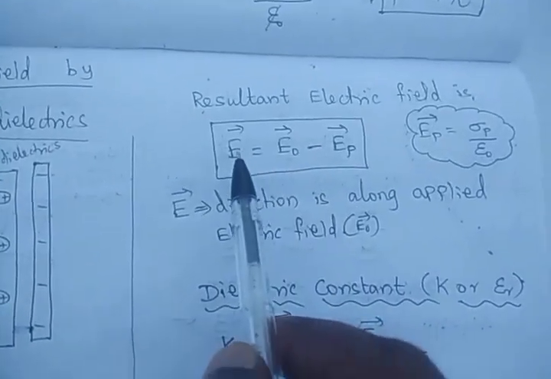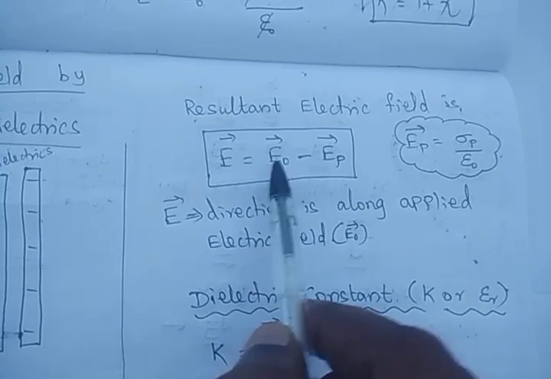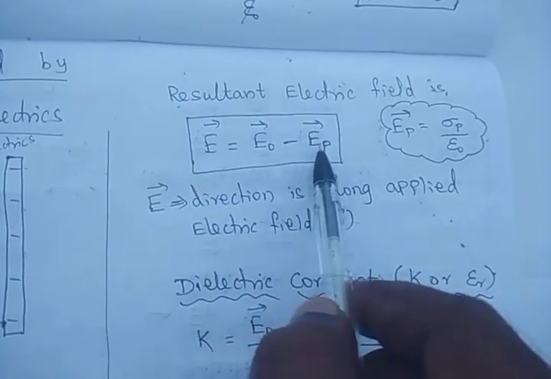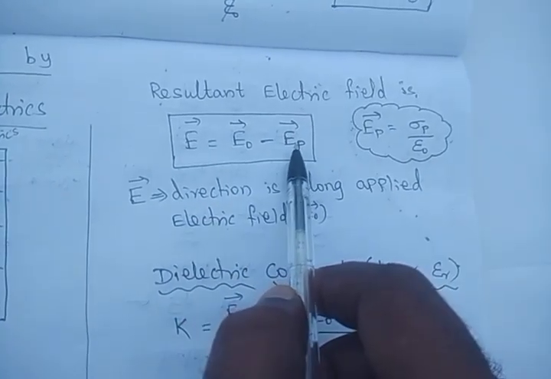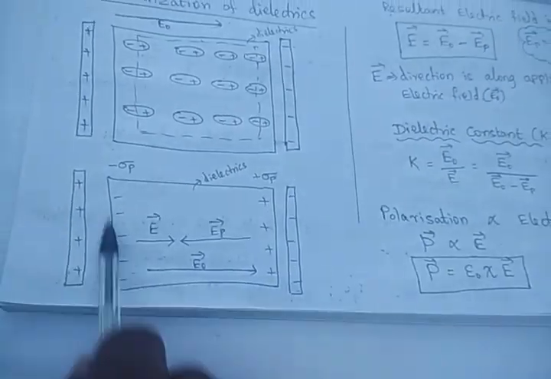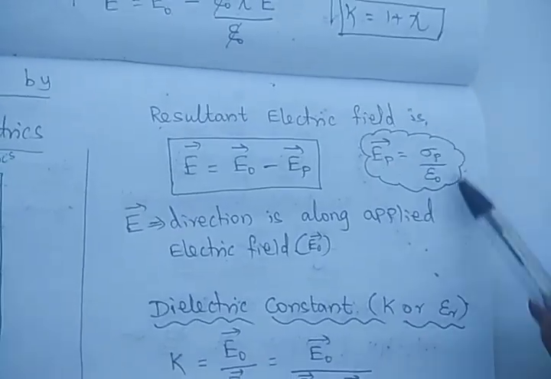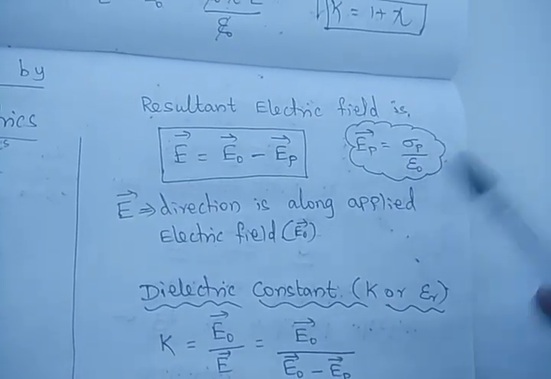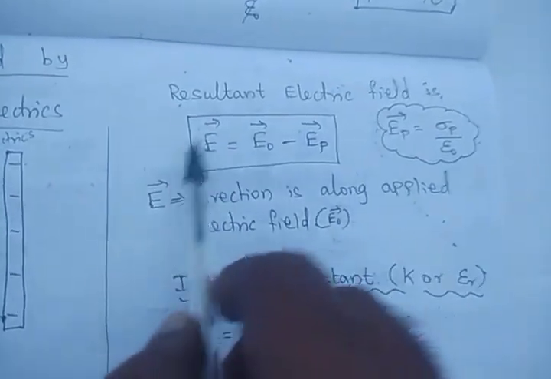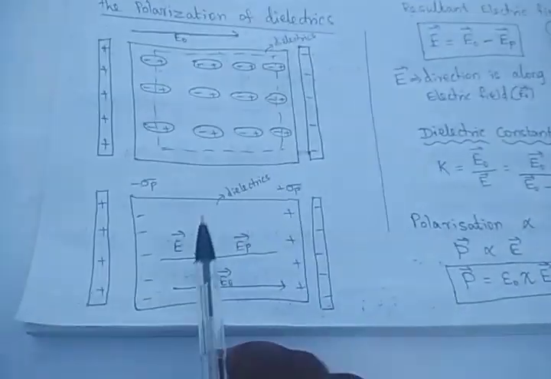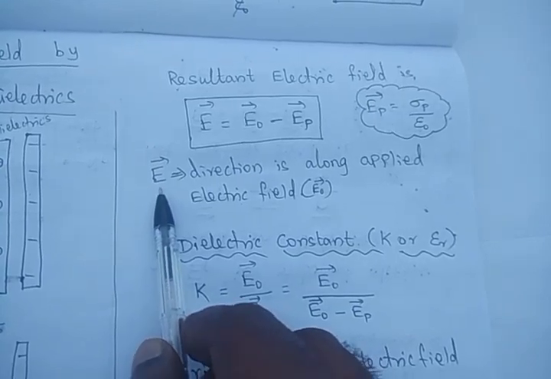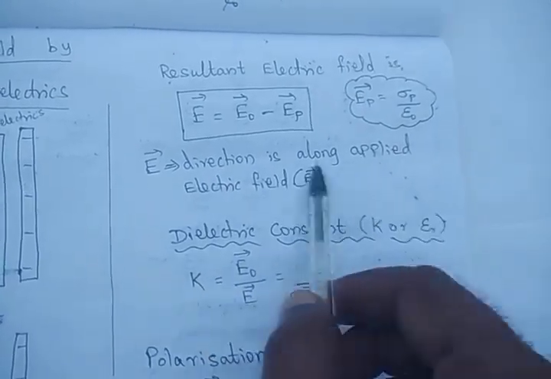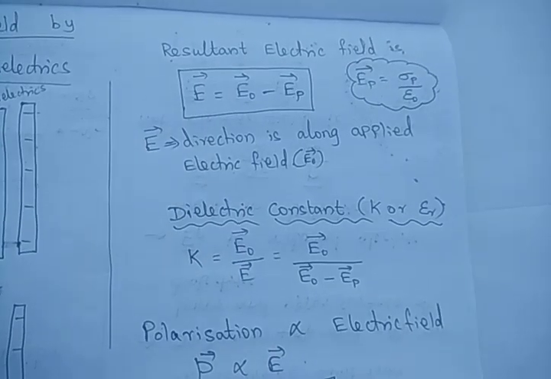put the equation: the resultant electric field is equal to the applied electric field minus the electric field due to the polarized charges. The electric field inside any plane sheet or material is E equal to sigma by epsilon naught, so here we put sigma P by epsilon naught. So this is the resultant electric field when the dielectric is placed in the external electric field. The resultant electric field direction is along the applied electric field direction.